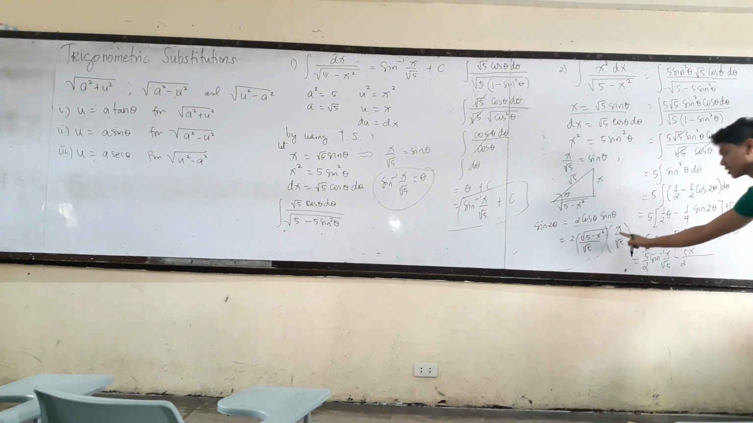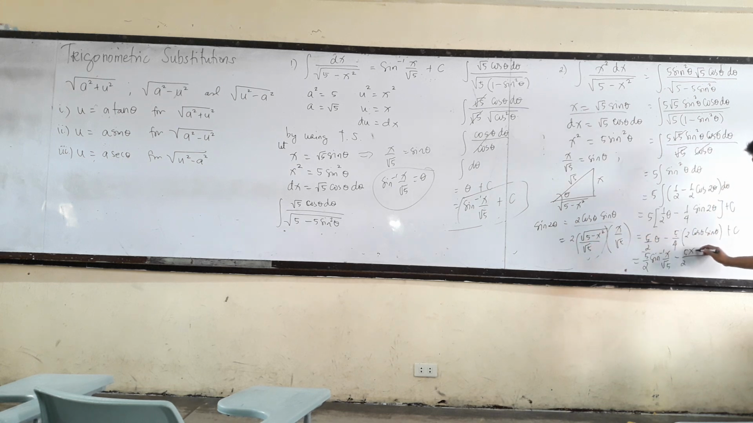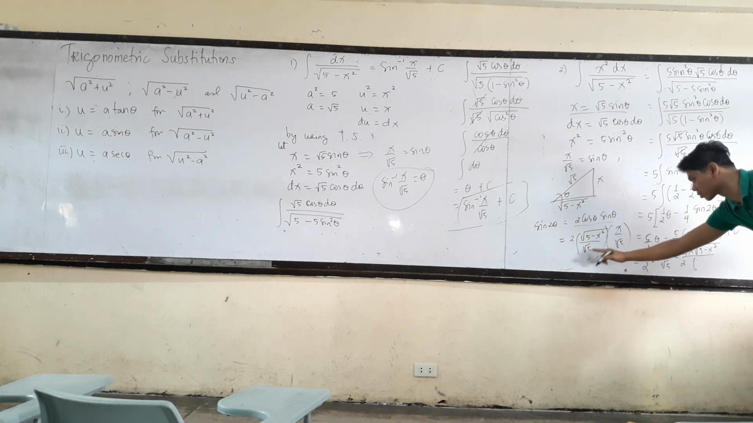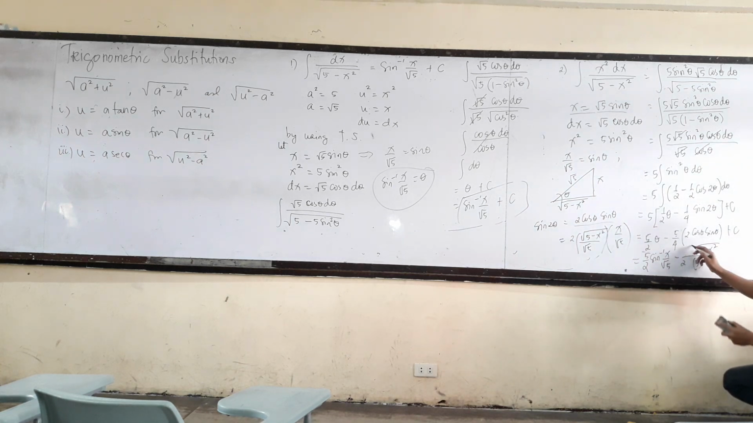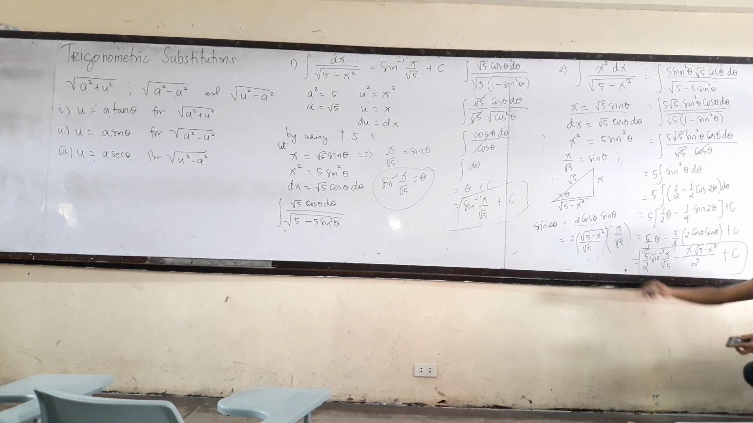X, this x times this, square root of 5 minus x squared all over 5. Square root of 5 times square root of 5 all over 5. Then you can cancel this out. So then this one will become x alone, and this one will become 2 alone, then plus c. And this will be your final answer.